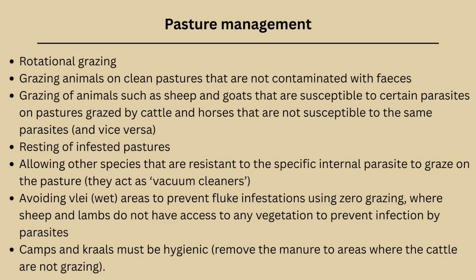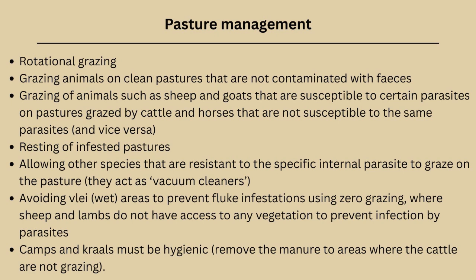Pasture management. Rotational grazing: grazing animals on clean pastures that are not contaminated with feces. Grazing of animals such as sheep and goats that are susceptible to certain parasites on pastures grazed by cattle and horses that are not susceptible to the same parasites, and vice versa. Resting of infested pastures: allowing other species that are resistant to the specific internal parasite to graze on the pasture, they act as vacuum cleaners.